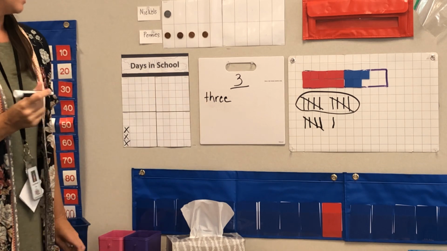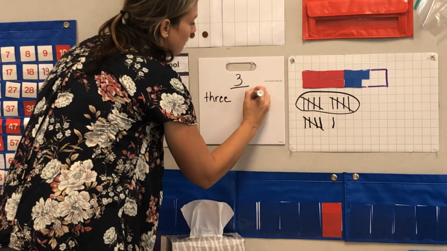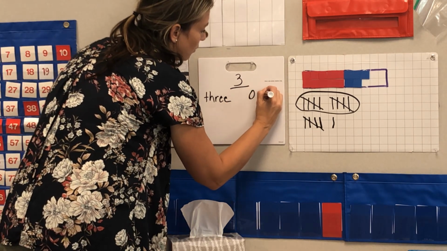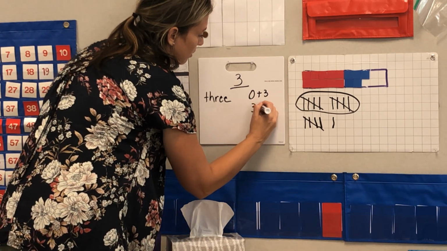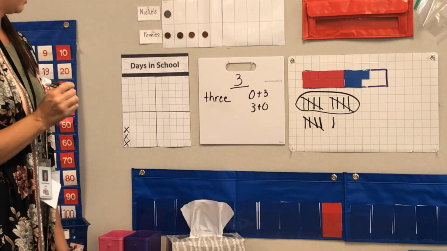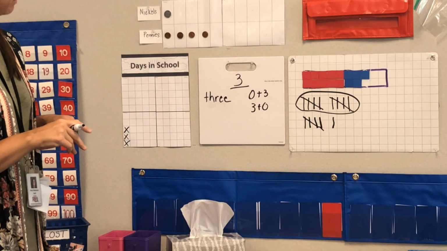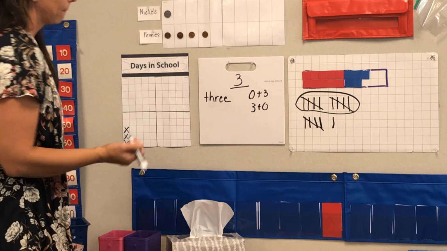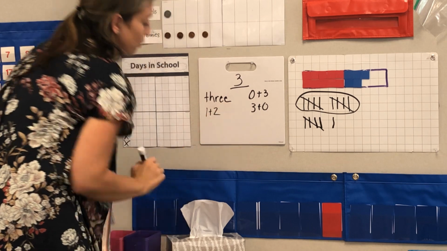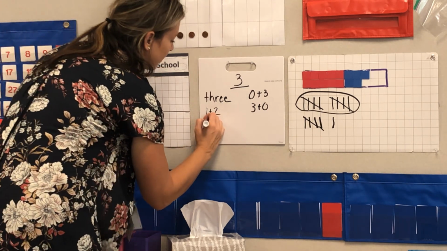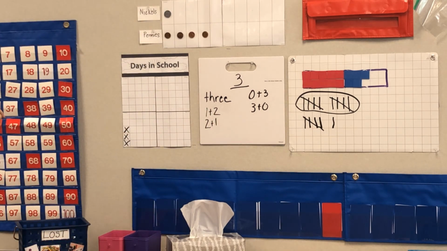T-H-R-E-E. Now there are different equations you can use to make the number 3. You could say 0 plus 3 equals 3. 3 plus 0 equals 3. I wonder if you could think of another one that you could share with a family member at home. Maybe 1 plus 2, or even 2 plus 1. We're going to get really good at doing that together.